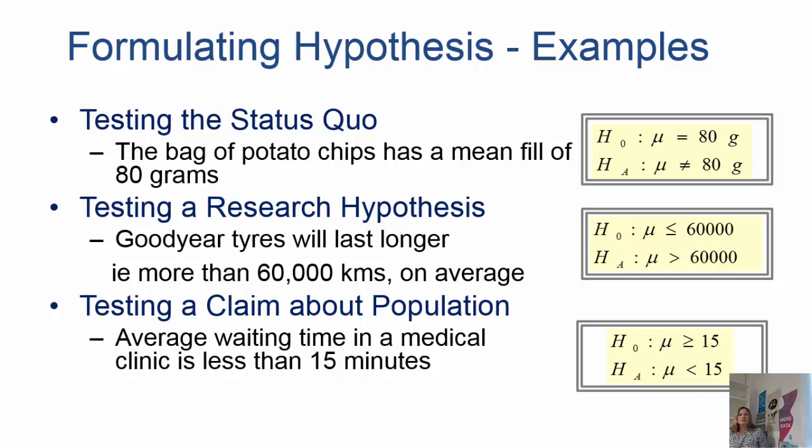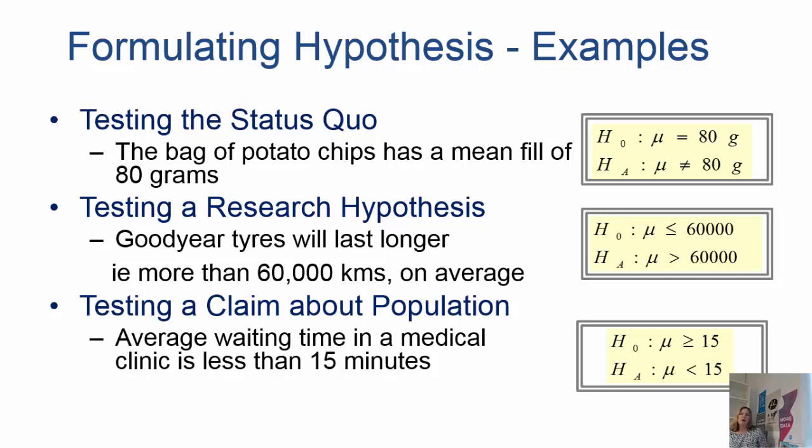As you can see, we might be considering whether a bag of potato chips has on average 80 grams as stated on the packaging. In this case, we're testing the status quo. We would test this as a non-directional test with equal and not equal signs, as we really are concerned with avoiding underfilling or overfilling the bags. Obviously, underfilling misrepresents the packaging, and overfilling leads to wastage and reduced profits.